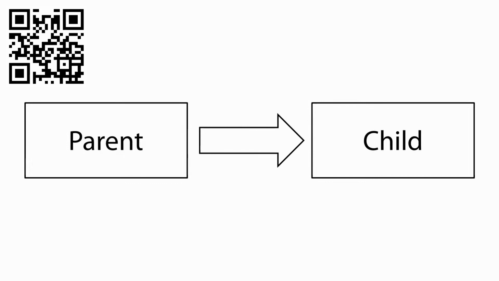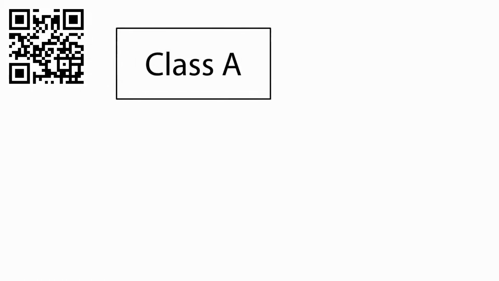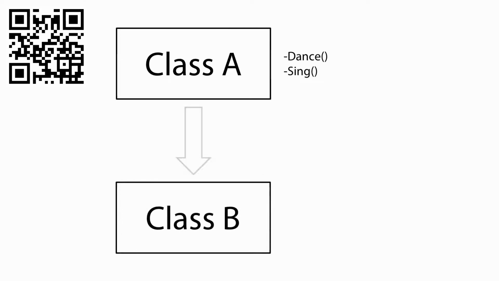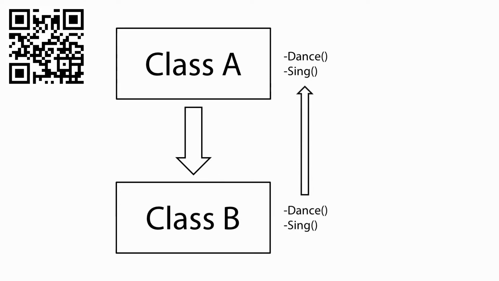The result of inheritance is that items that exist in the parent class will also be available in the child class. Therefore, methods and variables can be used in the child class as if it was the parent class. For example, assume you have a parent class called Class A, which contains two methods, dance and sing. If you have another class, Class B, which inherits from Class A, then Class B will also have the two methods, dance and sing. These methods do not need to be created in Class B because they already exist in Class A.